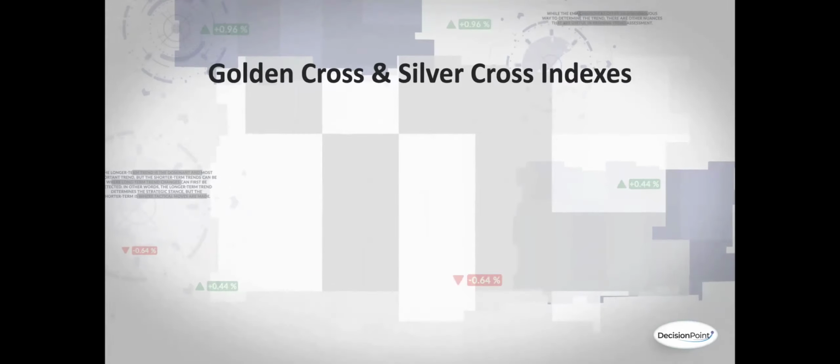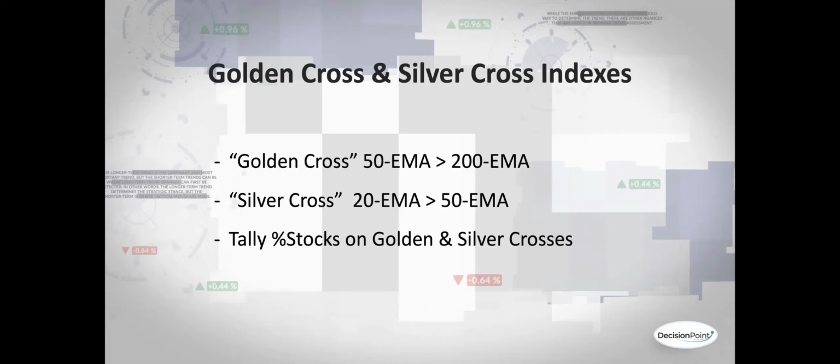But let's talk about the golden and silver cross indexes. Now that you have kind of an understanding of what the participation indicators do, and you're familiar now with the price above the 20, 50, and 200, now we can take it to the next level and talk about the golden and silver cross indexes. A golden cross most people are familiar with. That's when the 50-day moving average moves above the 200 moving average. And so you're familiar with that. Well, the silver cross is a 20-day EMA moving above the 50-day EMA. So you have a silver cross.